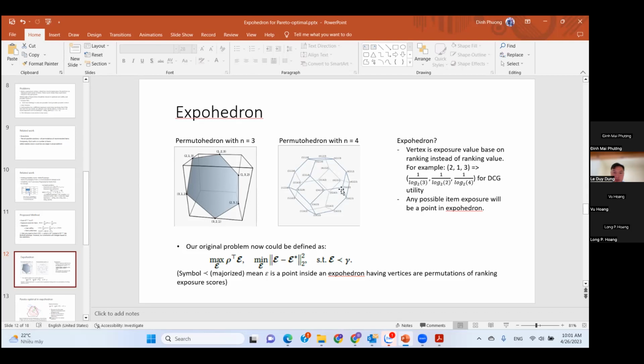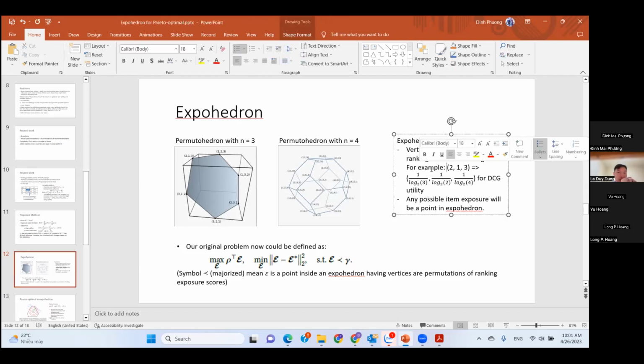So you will see now that each exposure score you can represent with a point inside an expohedron. This will be a kind of major line like this. This major line will be a point, so it means that an epsilon will be a point inside the expohedron created by the vertices, which will be permutations of the gamma here. This is the gamma.